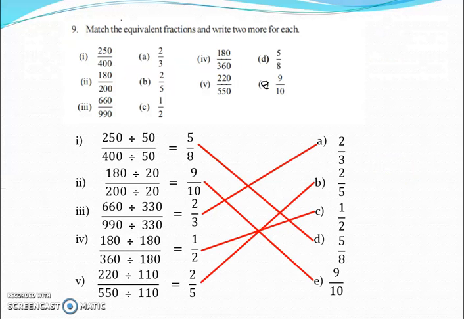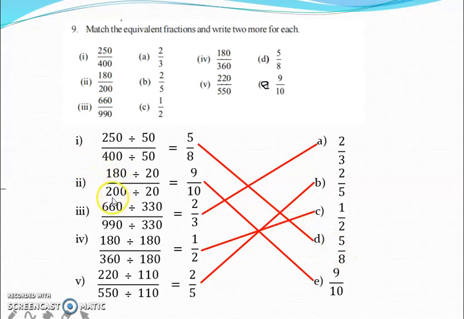Okay, move to the next question. Match the equivalent fractions and write 2 more for each. Like that it's given. Here I just wrote all the questions. I displayed them here and the answers on the right side. I just did the matching. 250 upon 400. If we divide by 50, we are getting the answer 5 upon 8. So here you see I matched it with the answer D.